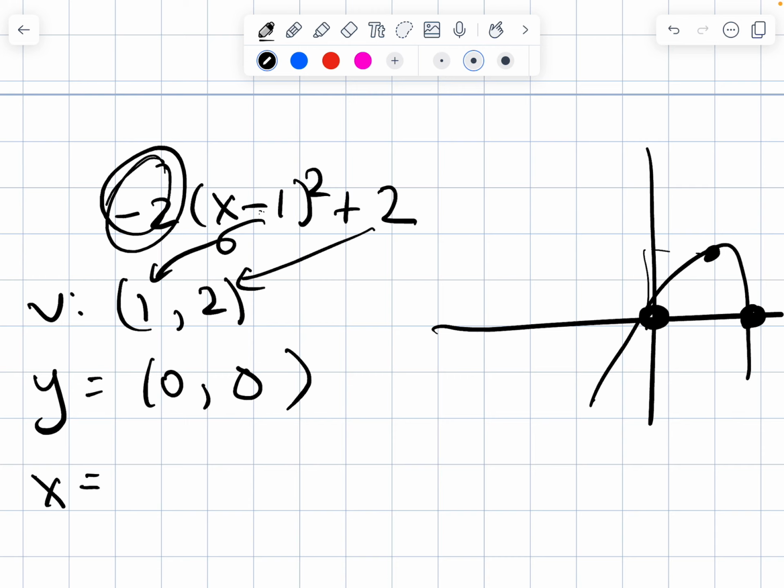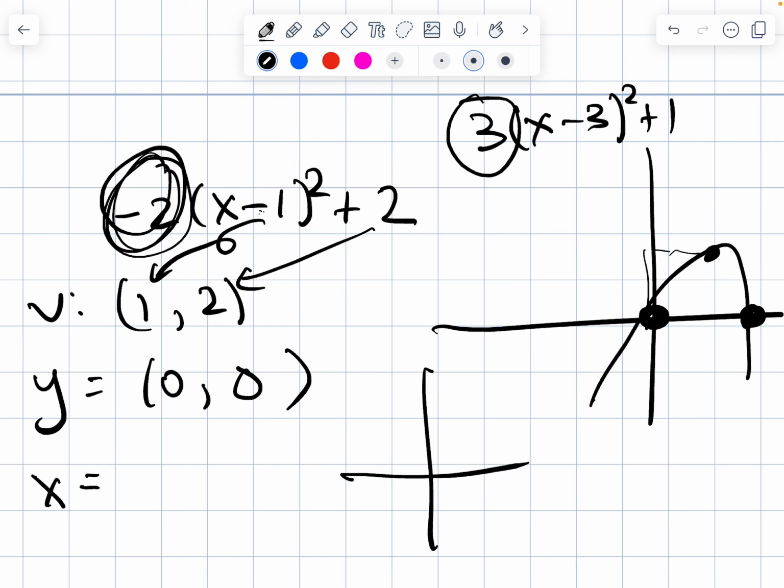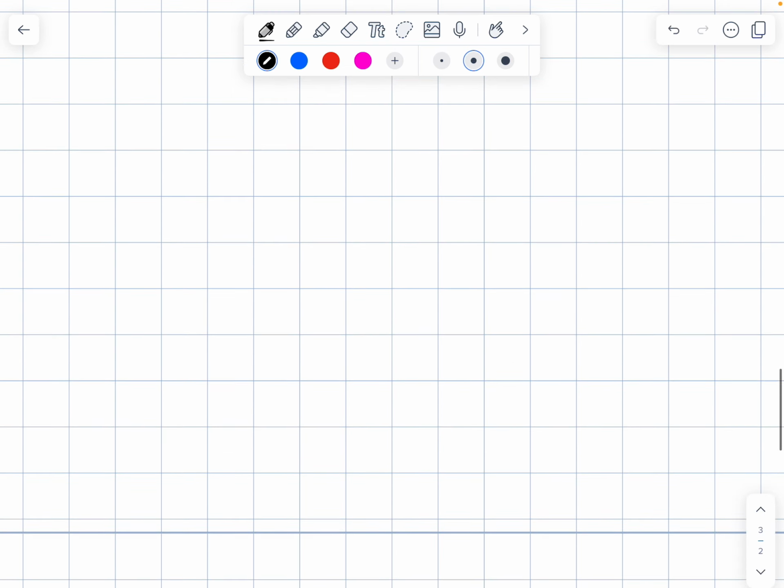You plot the vertex, and you look at this number. If it's -2, you go over 1, down 2. If this was like a +3, then I would go from the vertex over 1, up 3, and then that would snap to that kind of a graph. Okay, last one we're going to talk about really quick is number 11. Number 11 looks like this: t^2 + 8t + 13.